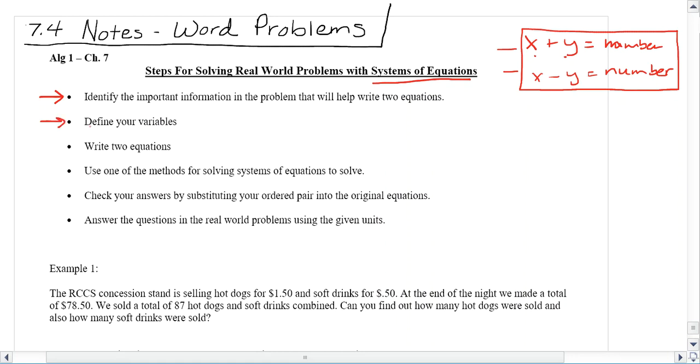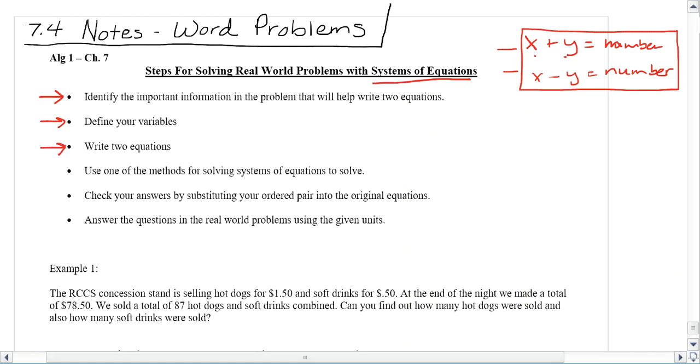It is important to define your variables. Say what the x is. If x is the number of children going to the theater, if x is the cost of the taco, whatever it is, if you say it and you write it down, that's going to help you when you actually find the x to answer the question: what did I just find?